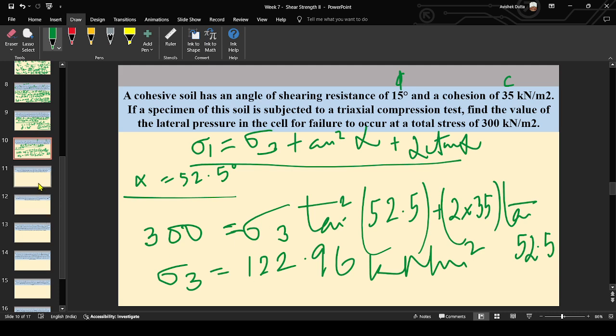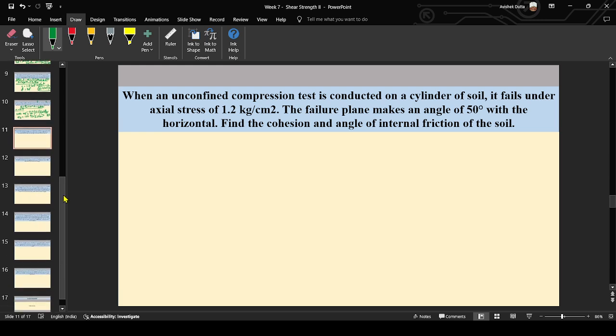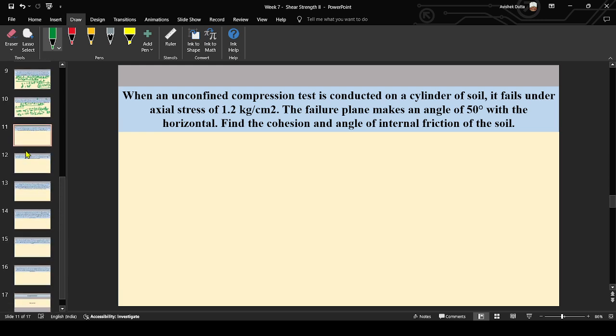Next question. I'll just finish these questions now. These are simple sums. Okay. How many questions are left? I think five, six questions are left.